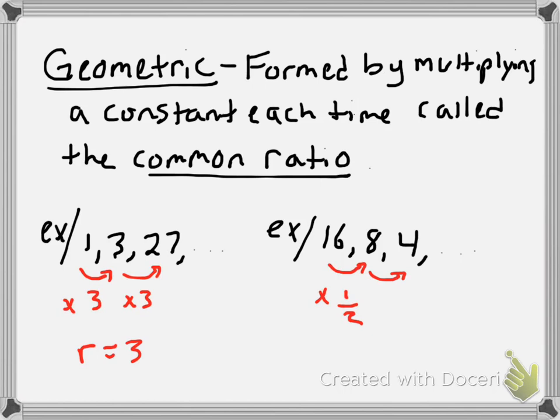in sequences it's always what are you adding and what are you multiplying. So multiplying by 1/2 is the same thing as dividing by 2. As well as I go from 8 to 4, we're also multiplying by 1/2 or halving it, so that means my common ratio is 1/2.